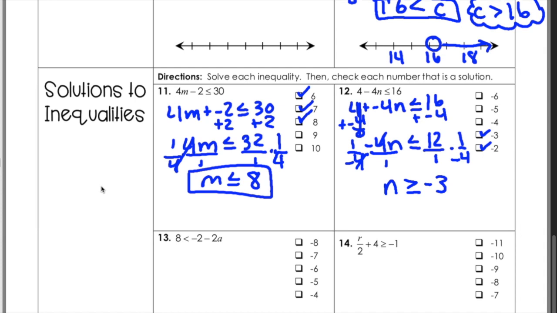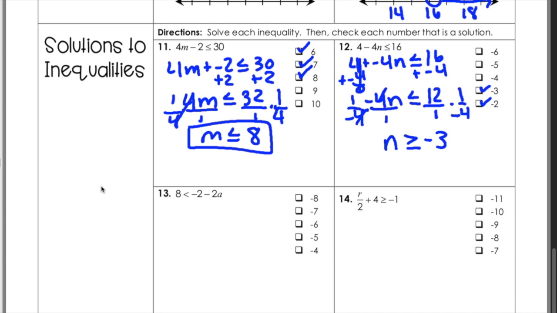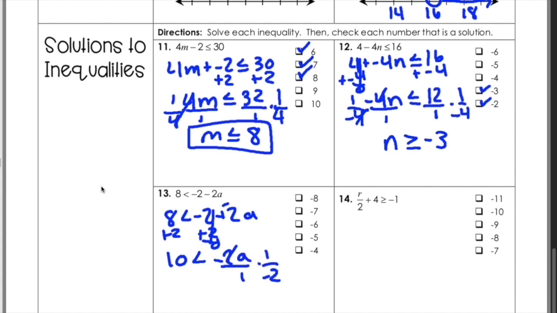All right, let's look at number 13, and then we'll stop there. So we have 8 is less than negative 2 minus 2a. Plus negative. So add 2, add 2. 10 is less than negative 2a. Multiply by the reciprocal. We are multiplying by a negative on both sides, so we have to switch the inequality. So negative 5 is greater than a, or a is less than negative 5.